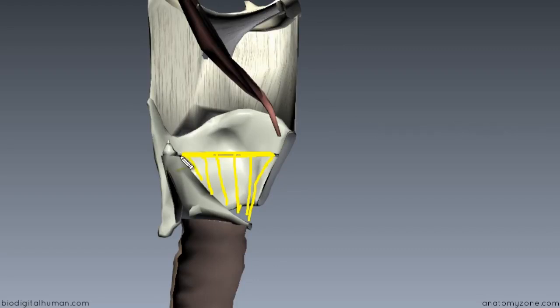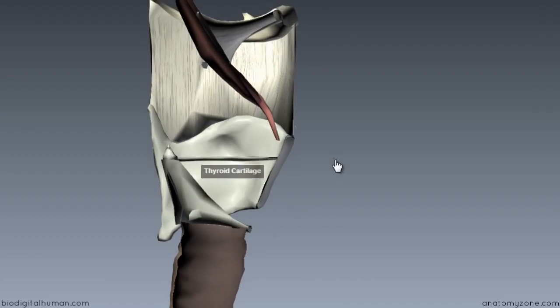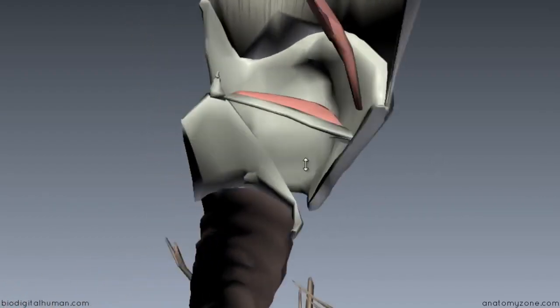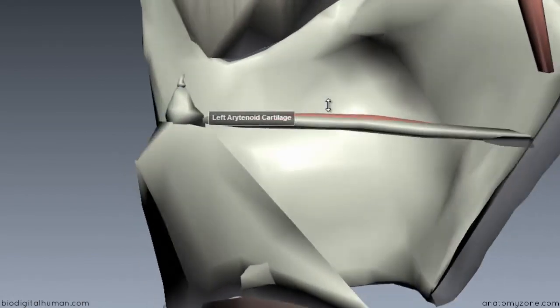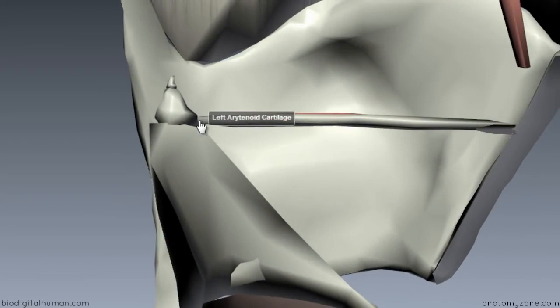So there is a free upper margin of the cricothyroid membrane, and this upper margin is thickened to form the vocal ligament, which attaches from the vocal process of the arytenoid cartilage to inside the thyroid. So if we just zoom in to this model, you can see the arytenoid cartilage here, and the bit sticking out is called the vocal process, and attaching to it is this ligament. So the membrane's not shown here, but the thickened upper margin is.